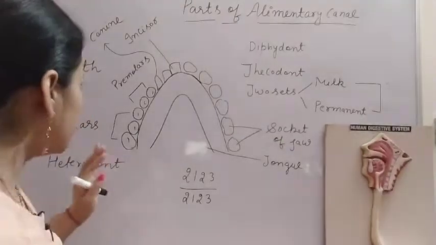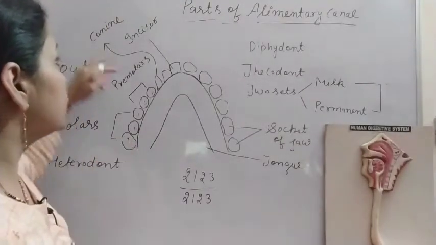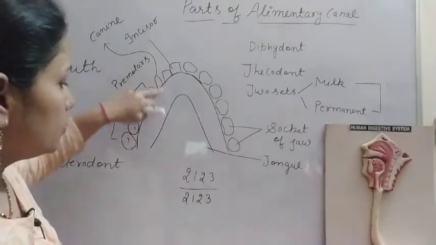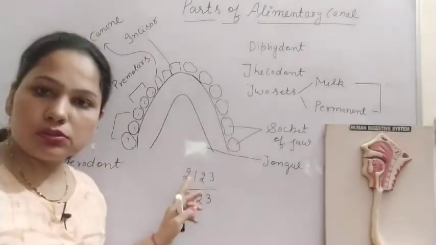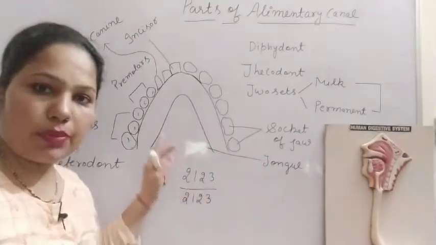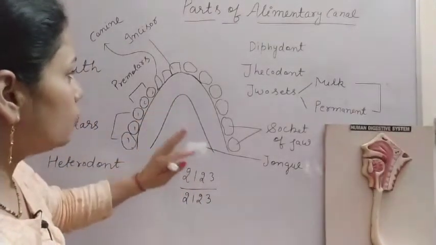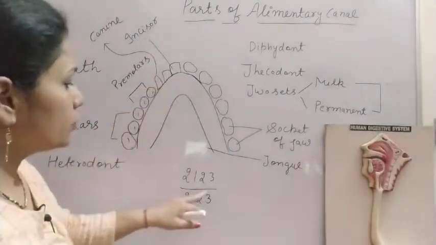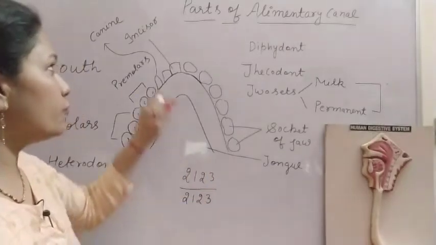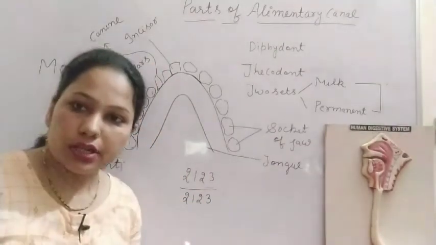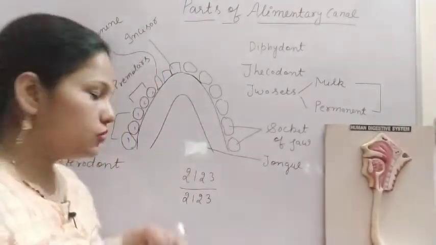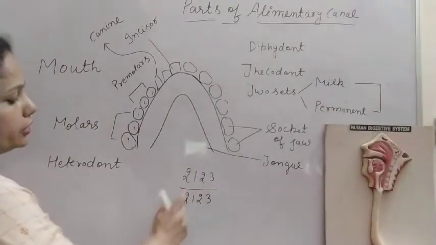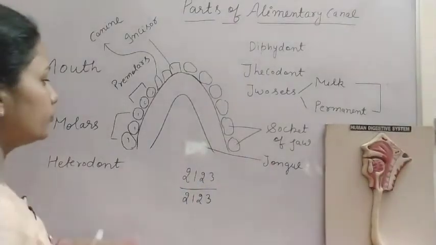Okay. So next is the canine. You can see this teeth. So there are 2 canines in the upper jaw and 2 in the lower jaw. After that, the incisors. So the 3 pairs of incisors in the upper jaw and 3 pairs in the lower jaw. So it is the dental formula: 2, 1, 2, 3. 2, 1, 2, 3.